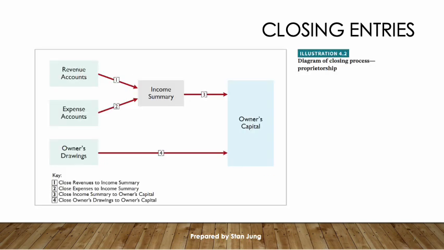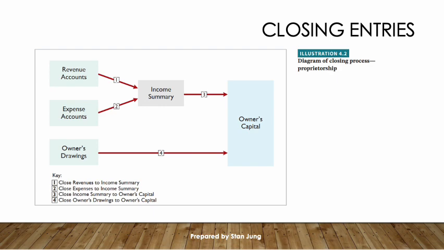For a quick summary of closing entries, I'd like to just illustrate this. First, we will close revenue accounts to income summary. Second, we will close expense accounts to income summary. And third, we will transfer that amount to owner's capital. Remember that we will not change or affect the owner's capital account. We will close income summary to retained earnings. Retained earnings are still owned by the owner, but we will treat them separately.